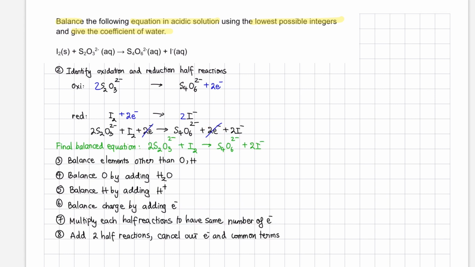And we can rewrite to have the final balanced equation involve 2 S2O3 2 minus plus I2 producing S4O6 2 minus plus 2I minus. So now that we've got the final balanced equation, we can go back and answer the question, which is what is the coefficient of water in this reaction? And the answer is going to be 0 because H2O does not appear in the final balanced equation. And that's the answer to this problem.